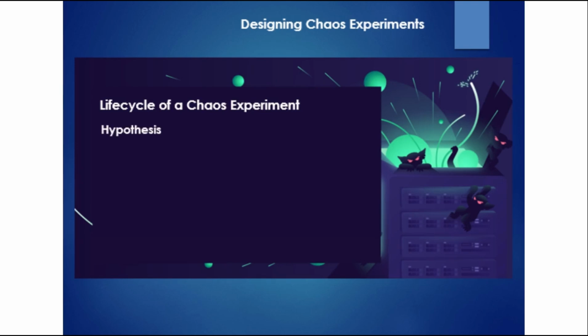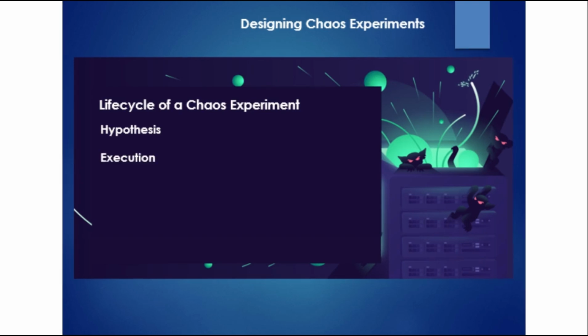1. Hypothesis. Hypotheses define what you expect the system behavior to be under failure conditions. Example: if the database experiences latency, the system will fall back to the cache and maintain response times under 200 milliseconds. This helps to clearly articulate the expected outcomes to focus the experiment and measure results accurately.